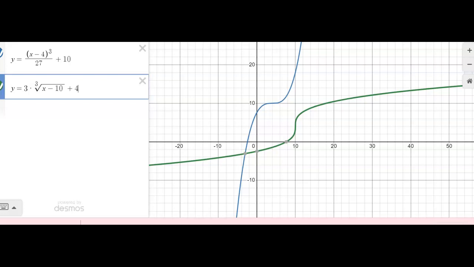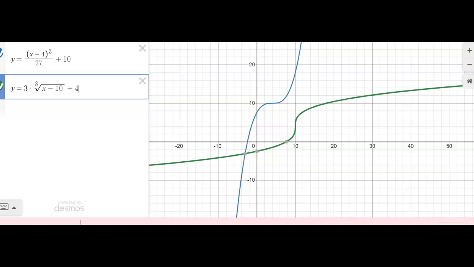So remember when you did your first SAC, one of the questions will ask you to explore why an inverse exists. So remember, it has to be 1 to 1. So this cubic is a 1 to 1.